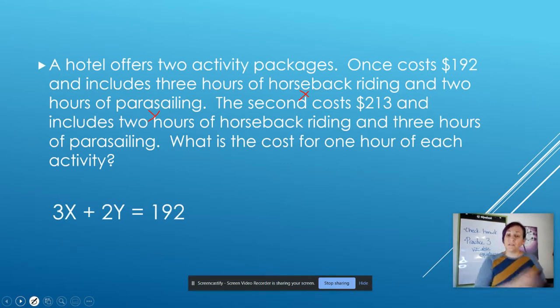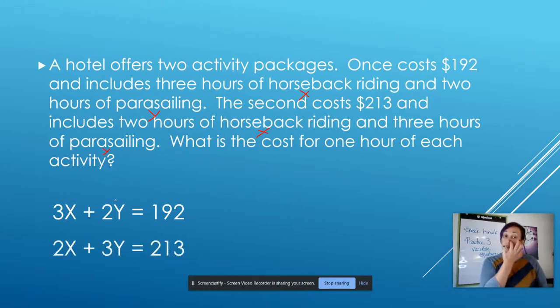And then the next sentence, very similarly set up, it says the second costs $213. That's your total over here. And this one has 2 hours of horseback riding. Horseback again is X, and 3 hours of parasailing. So parasailing we decided was Y. So that'd be 2X plus 3Y equals 213. So those are my 2 equations.